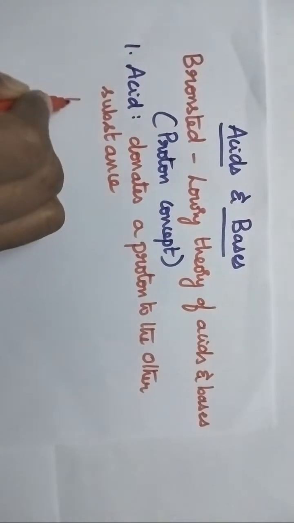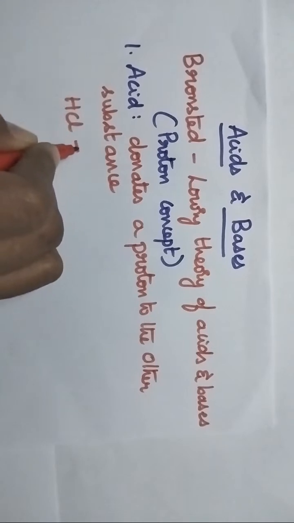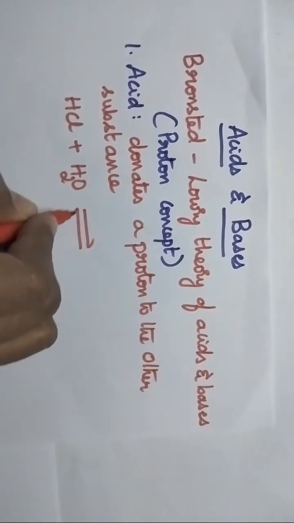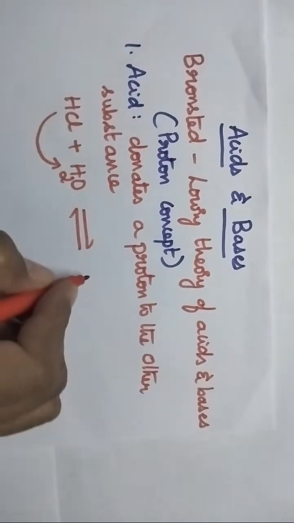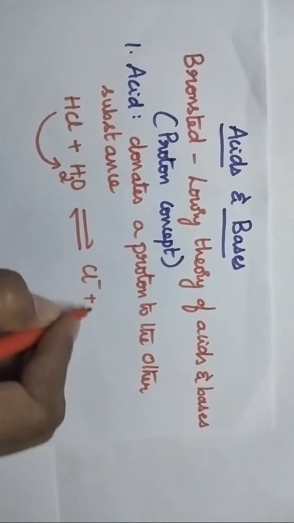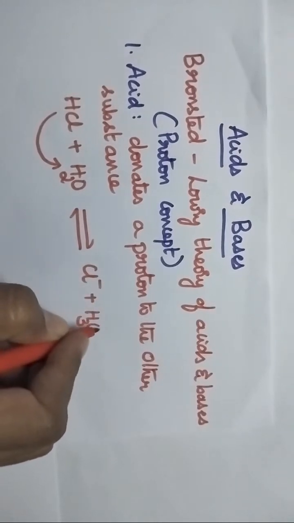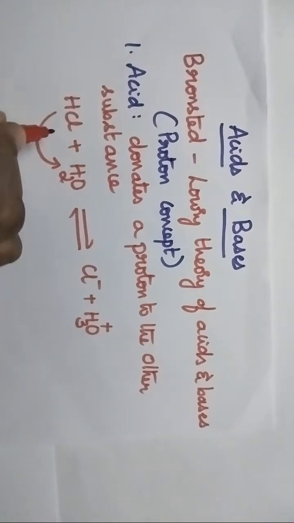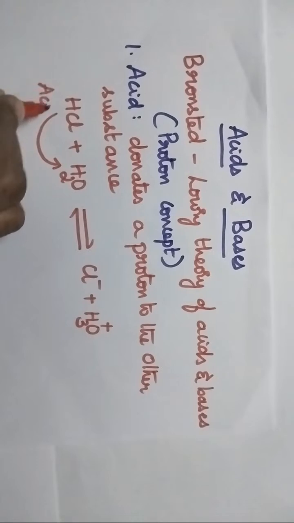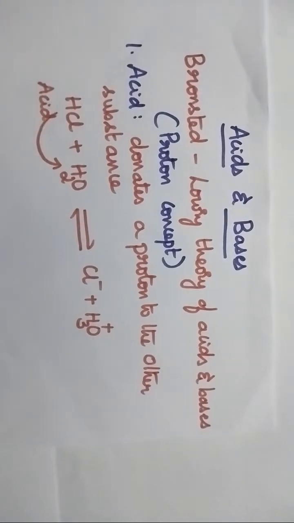For example, when you consider HCl, when it is mixed with water, this HCl is capable of donating a proton to the water. Then it becomes Cl minus plus H3O plus. So here HCl is donating a proton to the water and hence HCl is called a Bronsted acid. Clear?